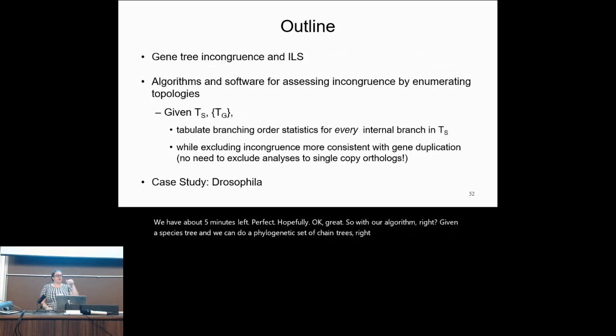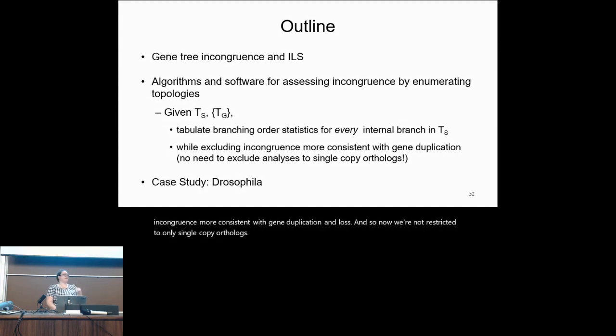We do this branching order statistics for every internal branch of the species tree and for every gene tree in our set. And we do it in one go, and it just takes a few short minutes to run. And this also then includes incongruence more consistent with gene duplication and loss. And so now we're not restricted to only single copy orthologs.